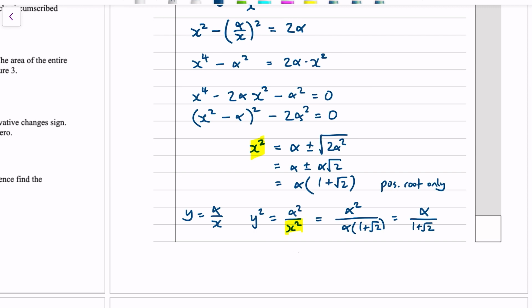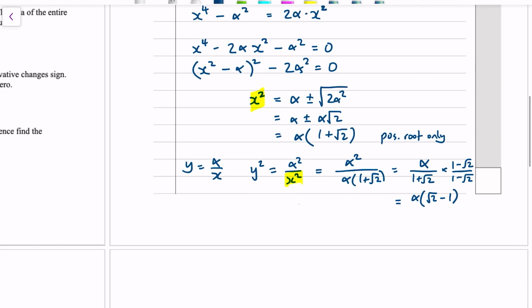So it's alpha over 1 plus root 2. And I could times by the conjugate here, times it by 1 minus root 2 over 1 minus root 2. By doing that, the denominator goes to negative 1. The numerator is alpha times 1 minus root 2. Because the denominator is negative 1, it's going to switch around and be root 2 minus 1. Okay, so that's y squared.